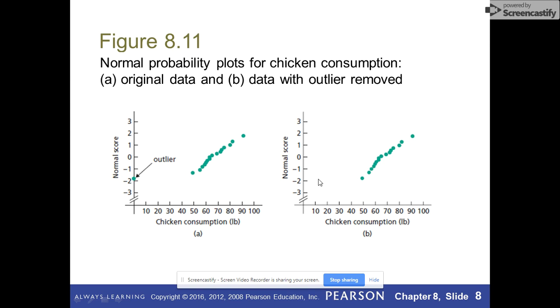That's because we never want to assume that an outlier is a mistake or an error. It could be a legitimate value that's part of our data and part of our distribution. So you can't just eliminate them without careful consideration.